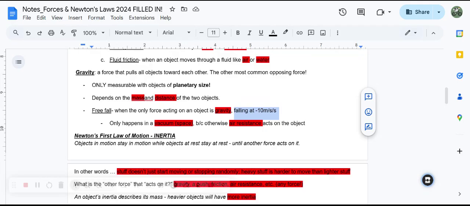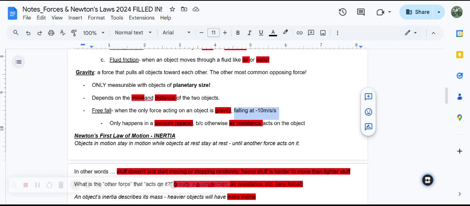It'll be different on the moon. The moon, I believe, is negative 1.6 meters per second per second, so about a fifth as quick, right? And that's because the moon is less massive. It has less mass, it has therefore less gravity, and therefore things don't fall as quickly on the moon. It's also why astronauts bounce around on the moon, whereas that doesn't happen on Earth.